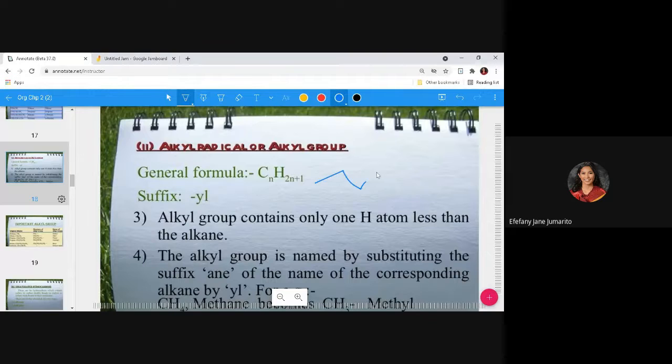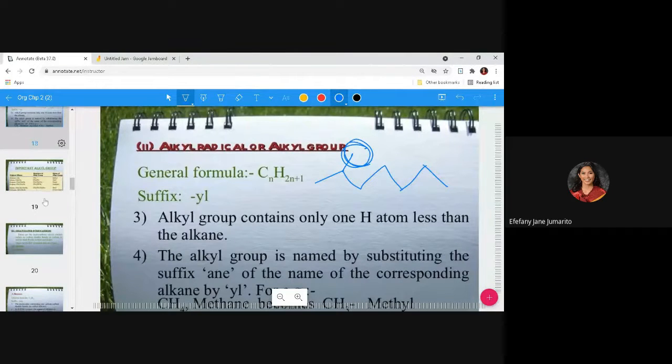Okay, so 1, 2, 3, 1, 2, 3, 4, 5, 6, and then we have 7. Then we have here 1. Okay, so we can call this one methyl. So this one is a substituent. So the meth is used as substituent. So our alkyl group will be methyl. Okay, so methylhexane.